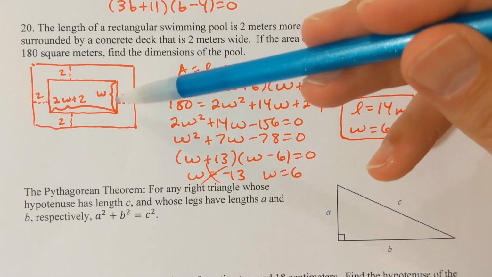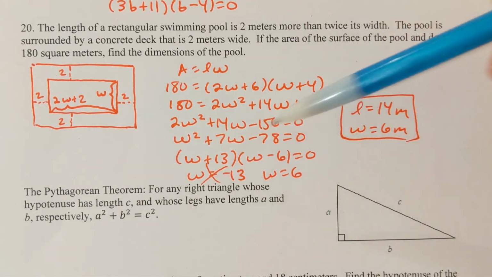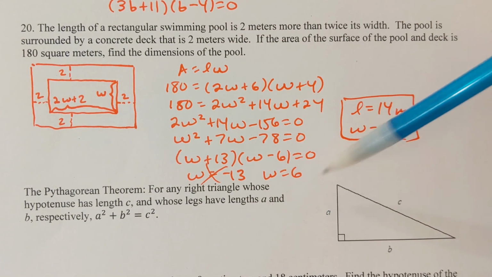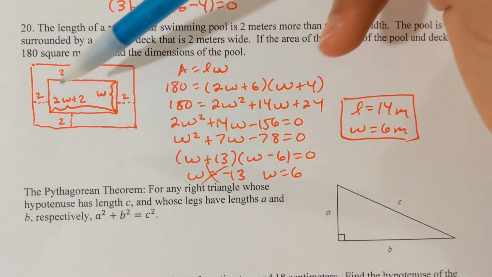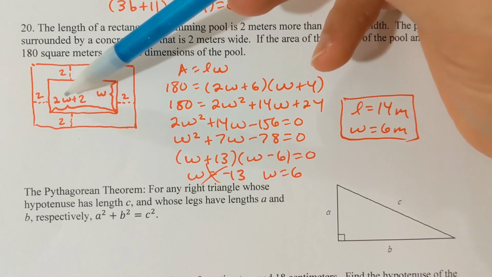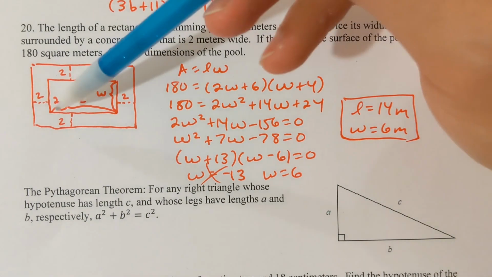W is the width of the pool. That can't be a negative. Throw away that number. Okay, and so it looks like the width of the pool is 6 meters. And the length of the pool would be twice that, but then 2 meters more. So, okay, 2 times 6 is 12, plus 2 is 14 meters would be the length of the pool then.